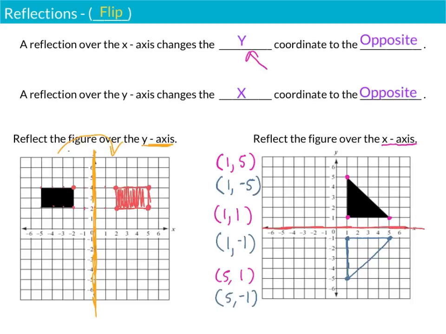And you can see that my shape has flipped over the x-axis. I didn't have to do any counting if I didn't want to. I could just change all of the points to the opposites. And notice that my triangle has ended up flipping over the x-axis like a mirror image. Now let's move on to dilations.